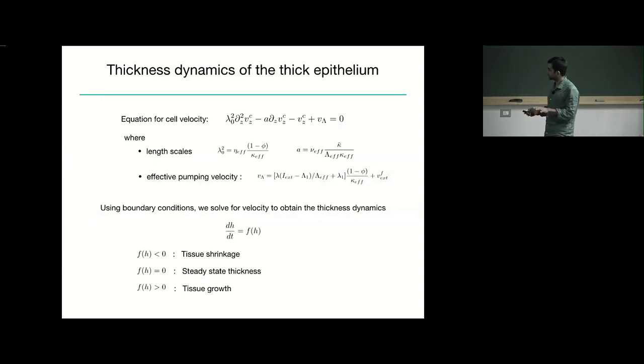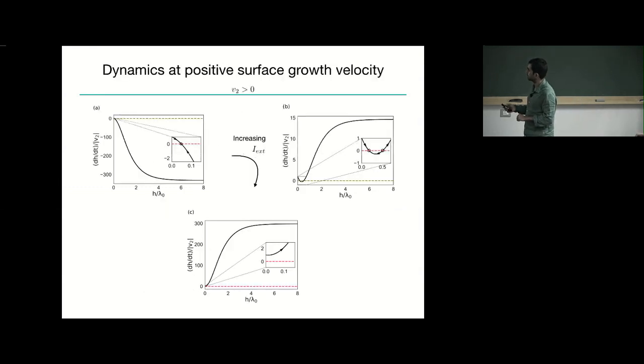Taking this into account, if we plot dH/dt versus h, and find the dynamics at positive surface growth velocity, we get this kind of behavior. So V2 greater than 0 means the surface growth velocity is positive. The cells are dividing at the grid and moving upwards from the grid. If you have a small current, it can give rise to a steady state here. Now, if you increase the current, it can give rise to two fixed points.